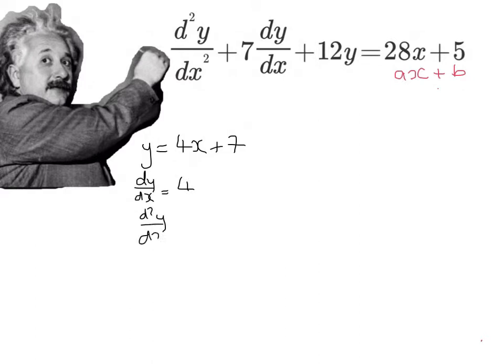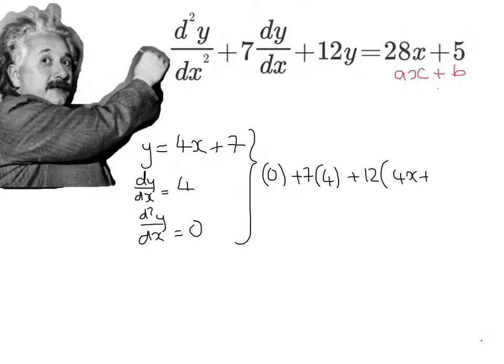So d squared y by dx squared would equal 0. Let's put all of those into the equation and hope for the best. So we've got 0, add 7 lots of 4. Oh, that's 28. Oh no, I wanted 28x. Okay, it might still happen, it's okay. 4x plus 7, so we get 28x plus 48. Oh, that's the wrong amount of x. Plus 7 times 12. Yeah, this is not good, is it?